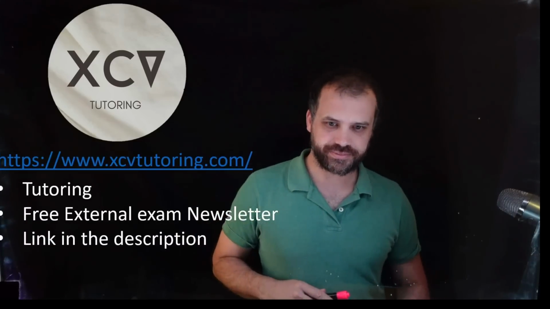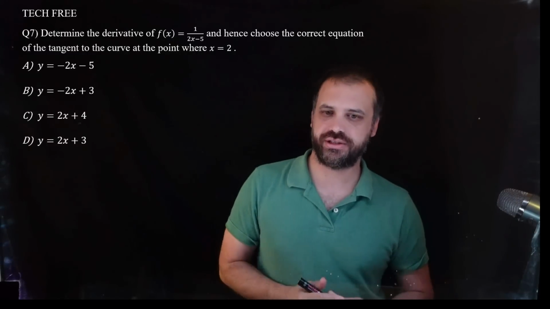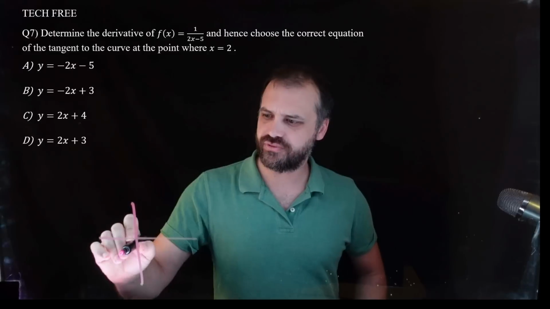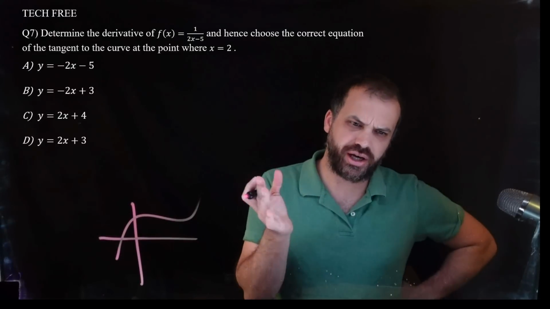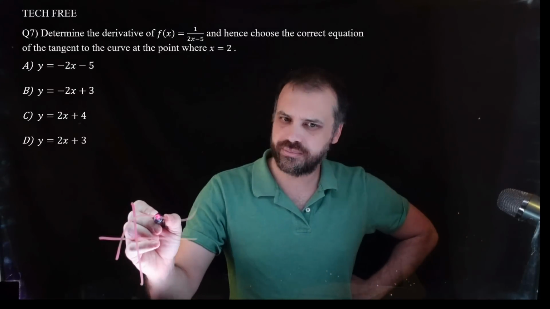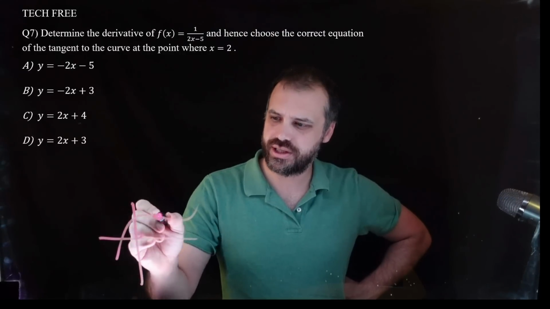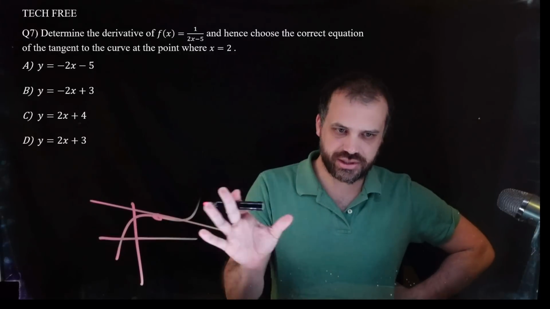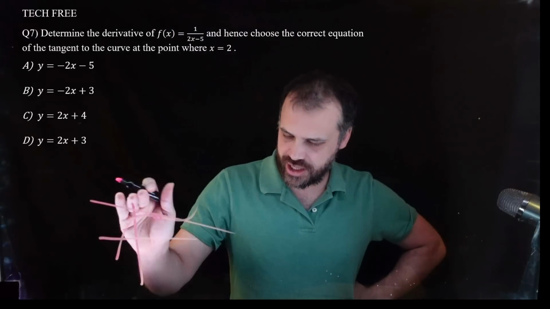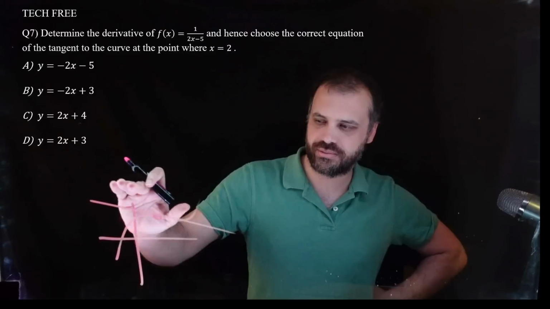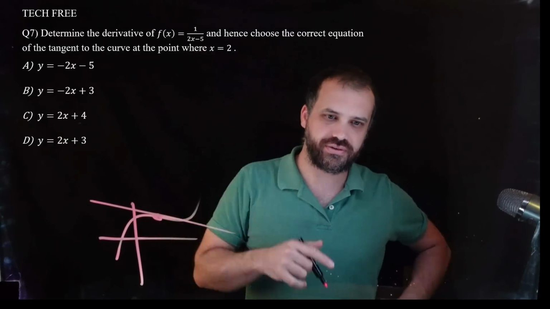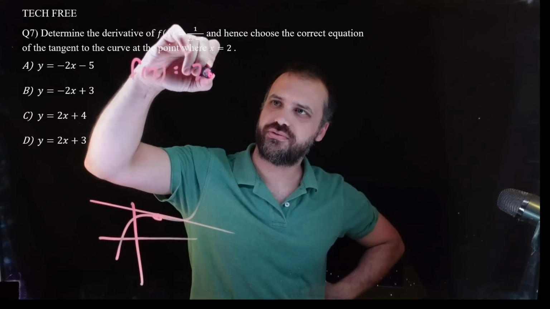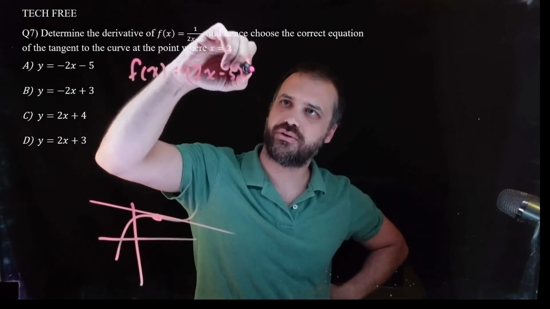Let's get started. Tech free, multiple choice, have a try. Alright, I'm going to have a go. There's a function there, right? So we know what a function is. We're told that there's a point here, and we're finding the tangent to the point. So that's our goal. If you're thinking about tangents, you're thinking about derivatives, you're thinking about gradients, so we need the derivative of that. So f of x equals 2x minus 5 to the power of negative 1.